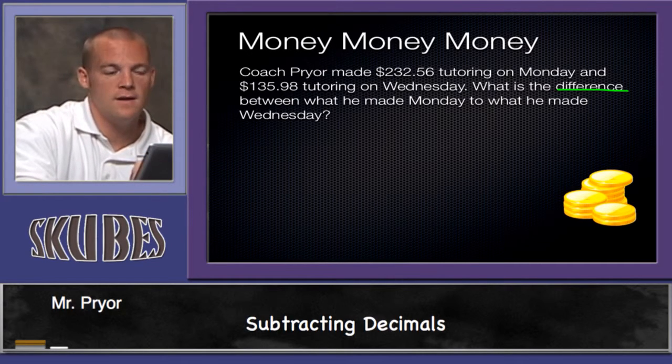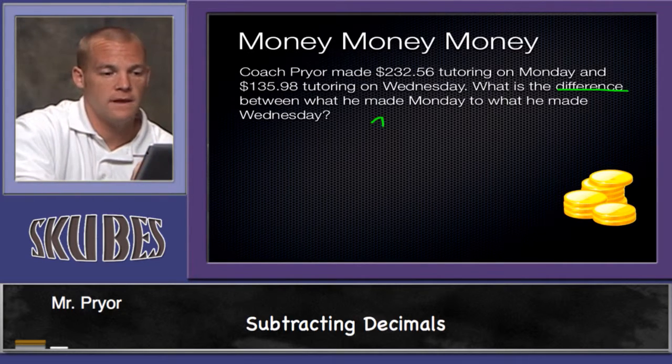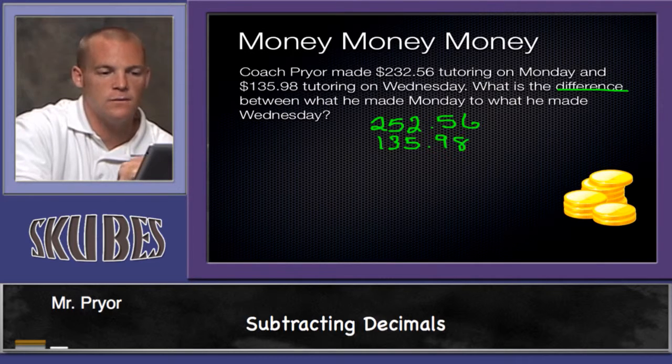So in this case, we're going to set it up, lining up our place values as 252.56, the larger value over the smaller value, because we're not dealing in negatives. If we don't do that, we're going to end up with some negatives, and we're not quite there yet.